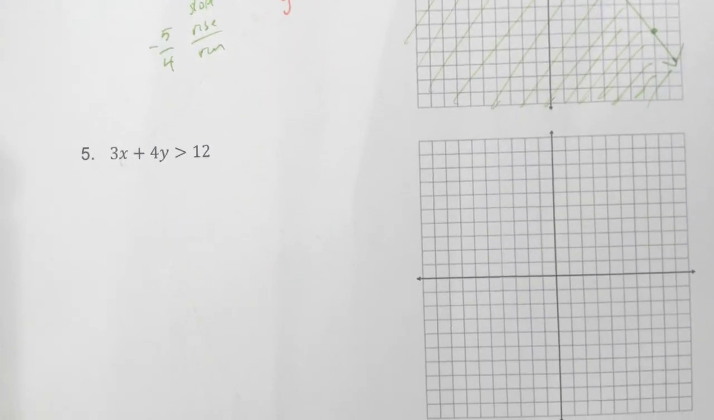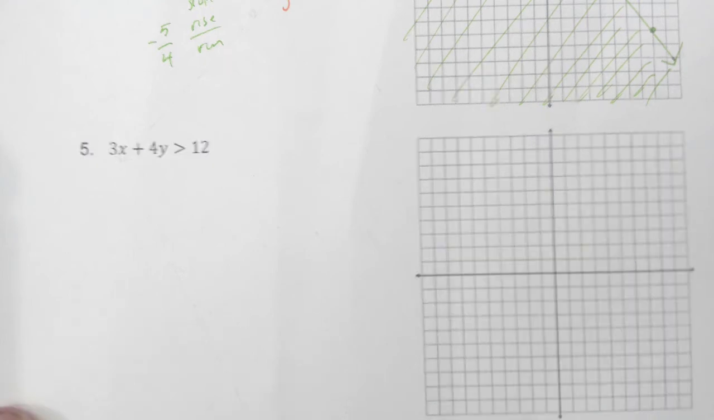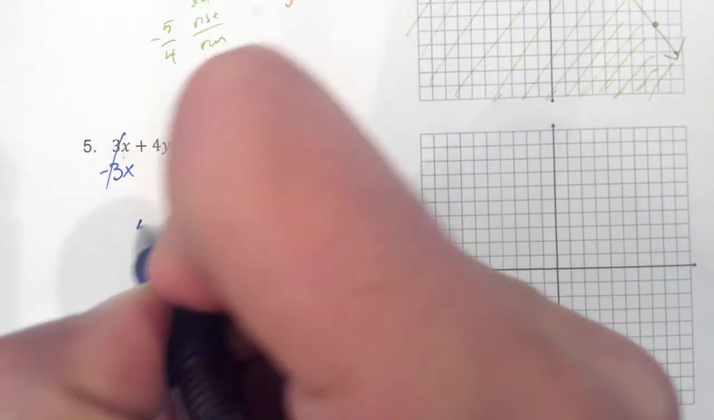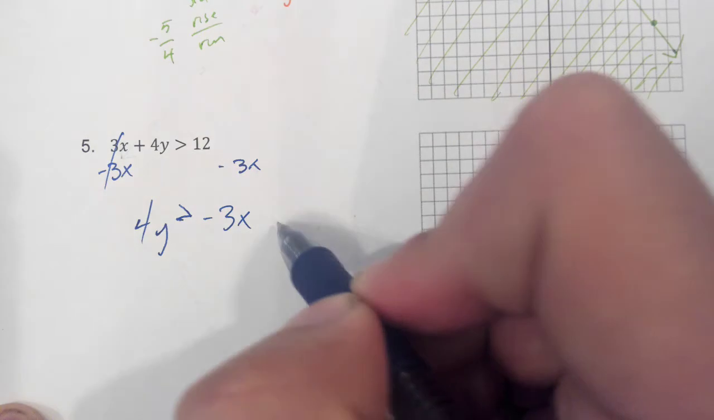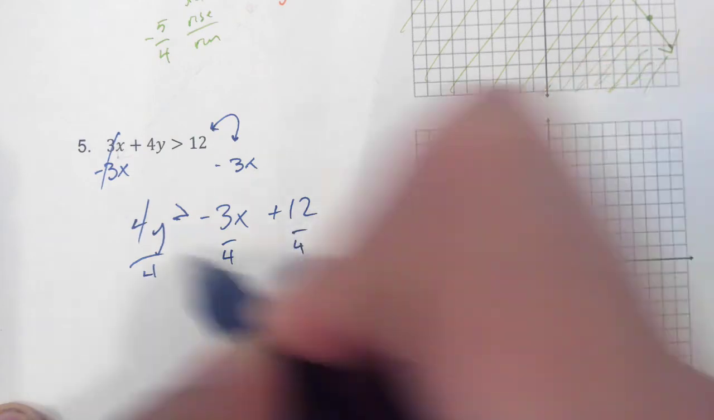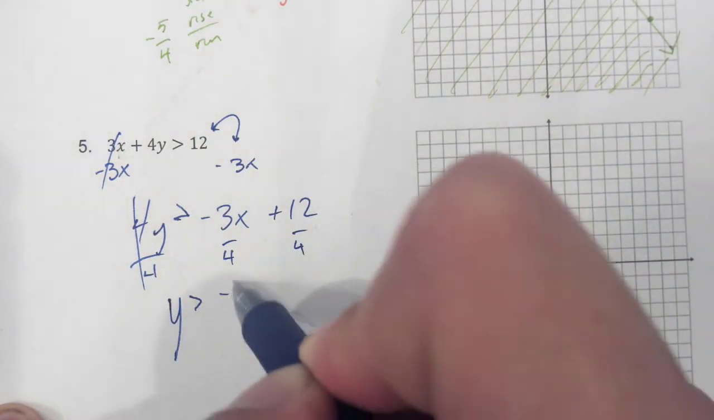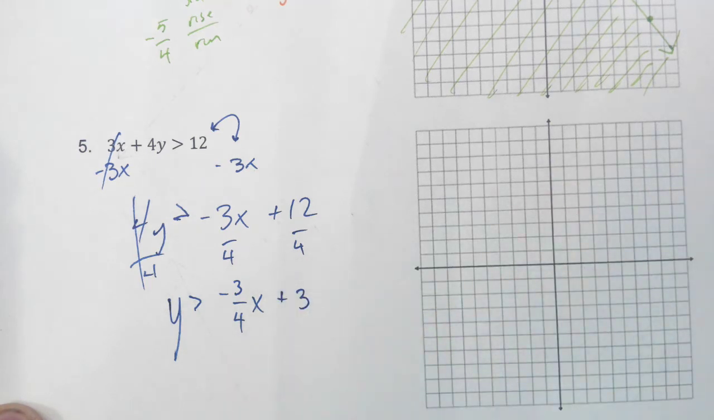Awesome. One more. If you want to pause the video and try this one, that would be great. Go ahead and do that if you want. We'll compare. Subtract 3x to start. So I have 4y is greater than negative 3x plus 12 when you put that in the correct order. Next, divide each term by 4. Y is greater than negative 3/4 x plus 3.